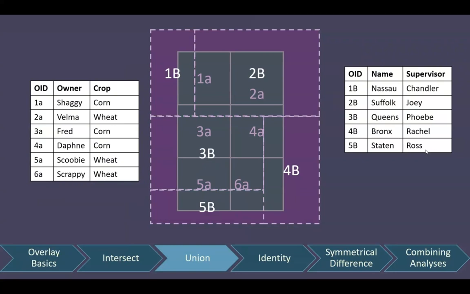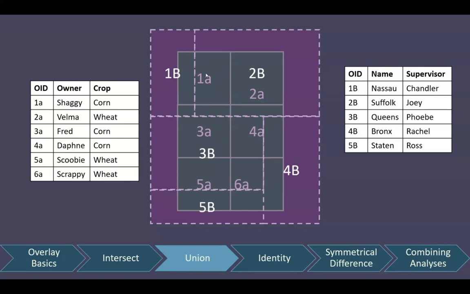So let's look at another, more realistic example. In this case, we have our farm fields from the intersect example, so we have the owner and the crop type. But now we're overlaying them with counties. The counties have a name and a supervisor. And you can see that because the counties and the farms don't line up, there are certain parts of the county that overlap different parts of the farm.